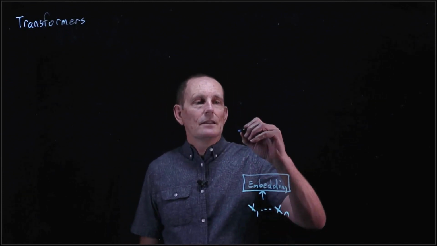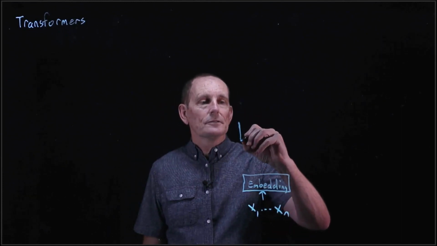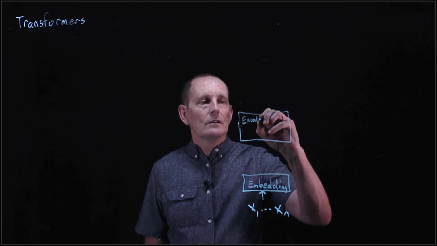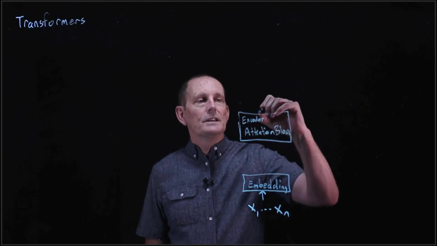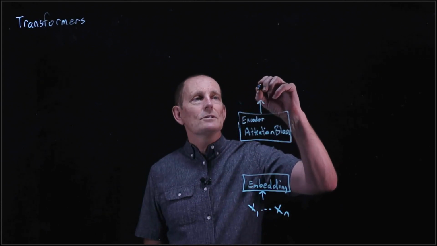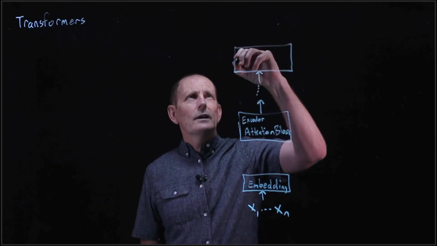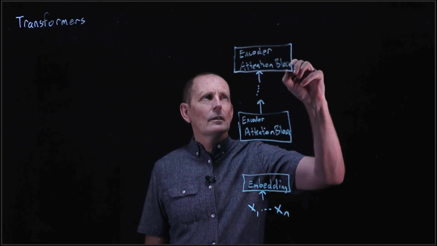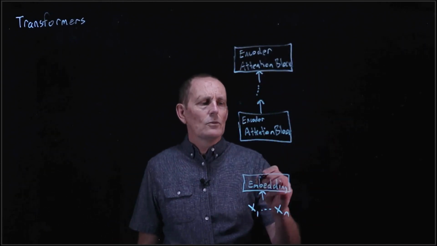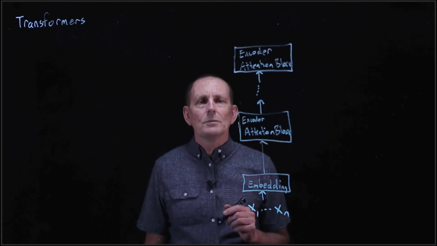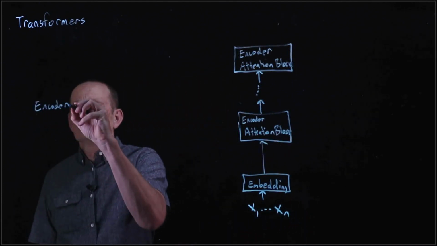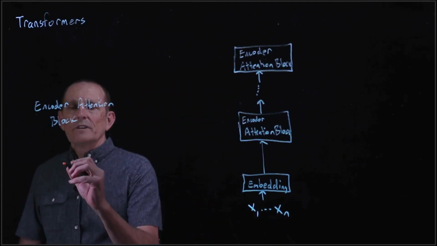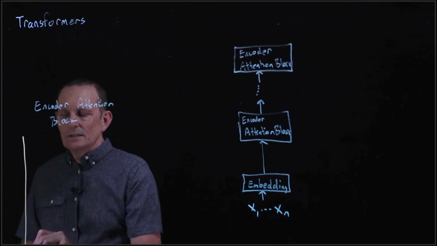After the embedding, then we've got a sequence of attention blocks. So let's call this the encoder attention block. And then we've got a sequence of those, and we get a final encoder attention block. So let's look at what an encoder attention block looks like. So this is an encoder attention block.